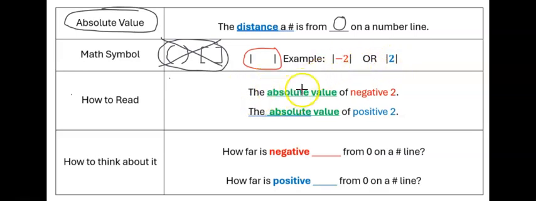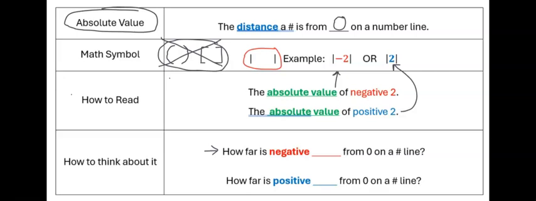So that's our example of what it would look like with the bar notation. Here's how you read this. The first one reads the absolute value of -2. That's how you read those symbols: you use the words absolute value. And the second one would read the absolute value of +2. This is how you think about it. Remember, absolute value is simply how far the number inside the absolute value bars is from 0. So when you see those bars, you need to ask yourself the question, how far? Because it's distance.